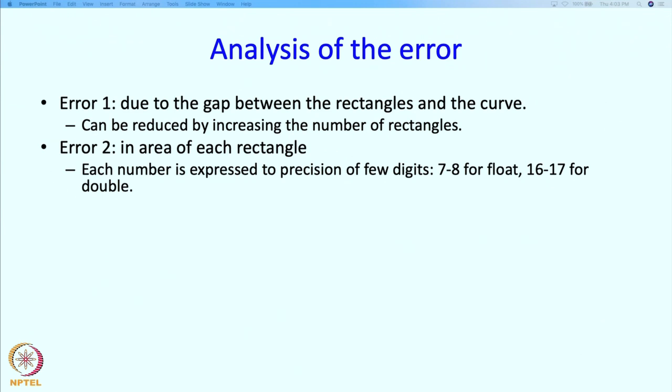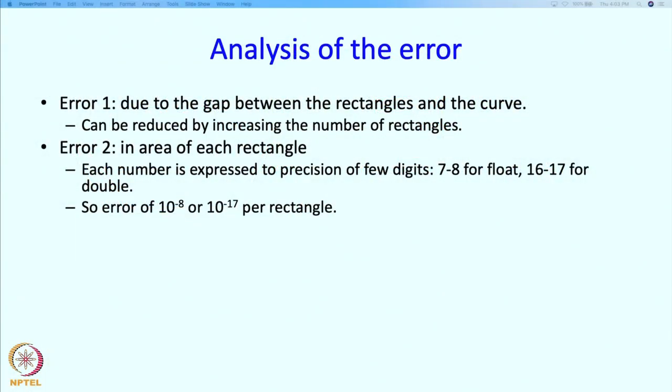And furthermore, when we multiply two numbers, we lose some additional precision. So the end result is that every time we add up two numbers, the error that we have in each of those numbers is going to accumulate. So in each area we have an error of about 10 to the power minus 8 fraction, because only the first 8 digits we have. So our error is going to be 10 to the power minus 8 or 10 to the power minus 17 per rectangle.